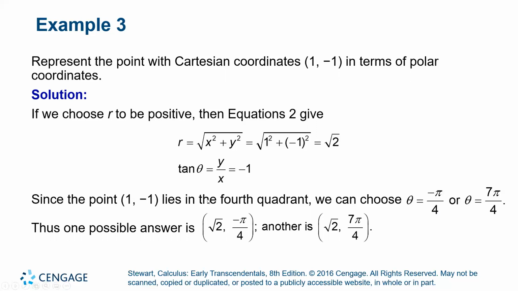So we have a couple of different options, because remember, there's technically an infinite number of points for polar coordinates. So we can say square root of 2, negative pi over 4. We could also say square root 2, 7 pi over 4. Both of those are in the fourth quadrant and represent the same exact point.